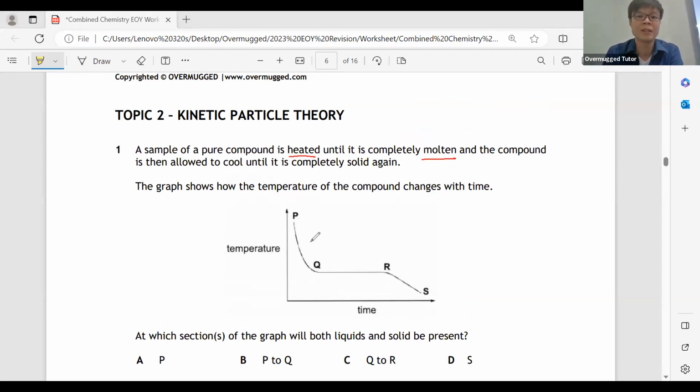Okay, same thing tested here. This is your liquid. This is your liquid and solid, and then this will be your solid. Okay, after that it's much easier already.